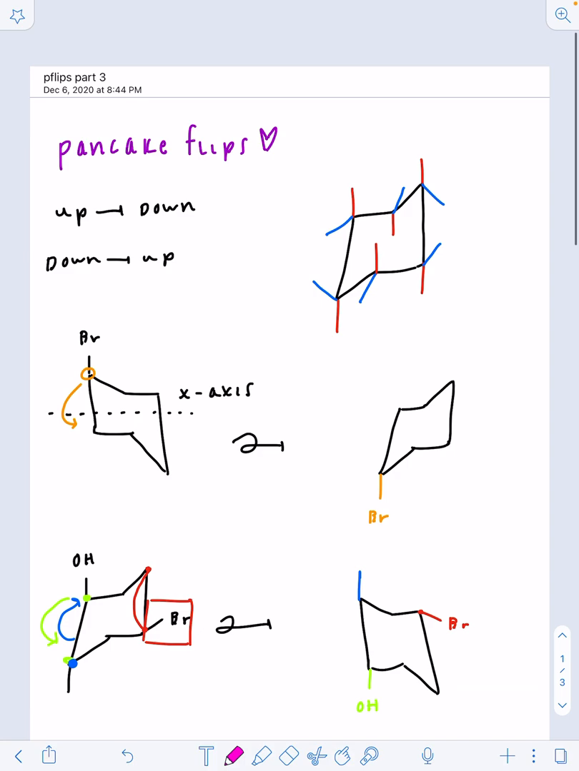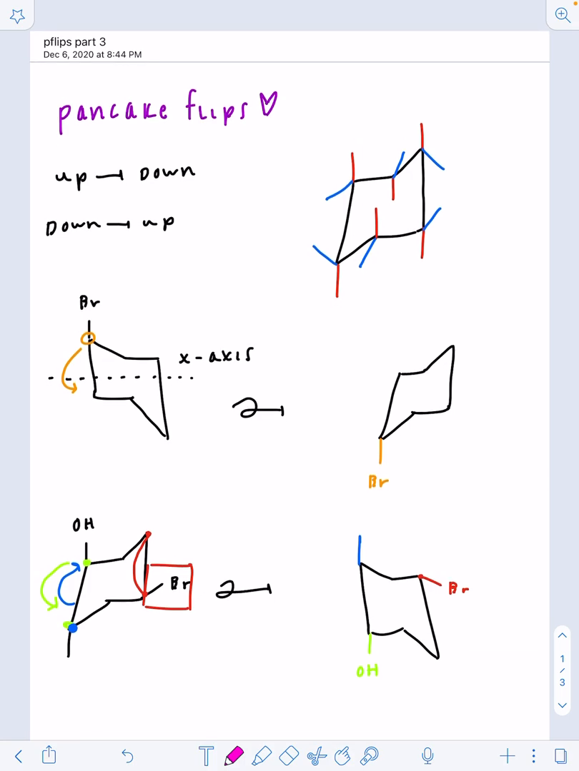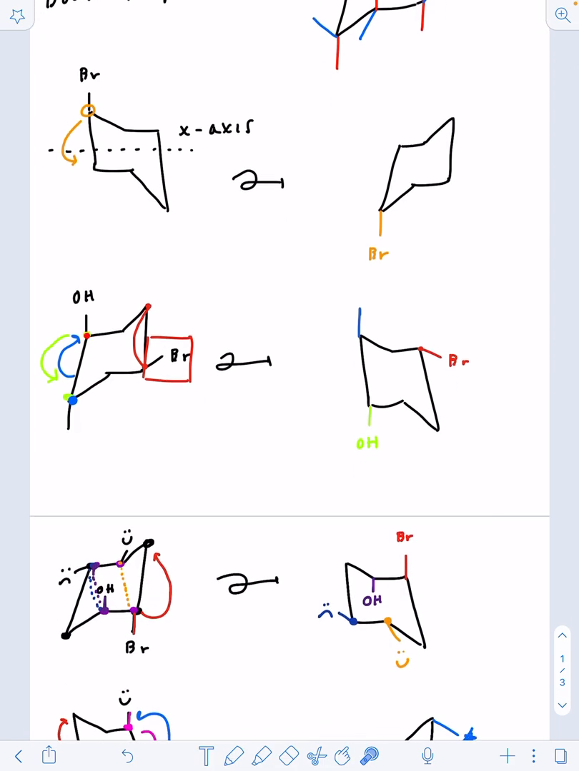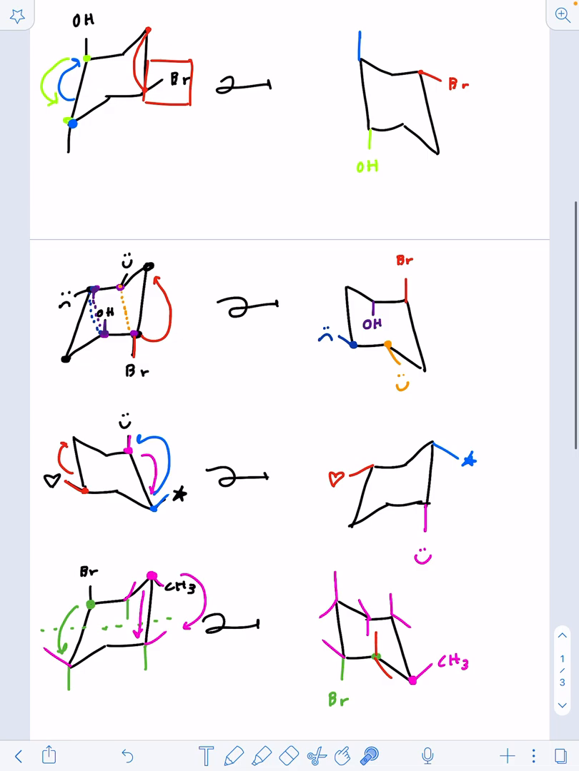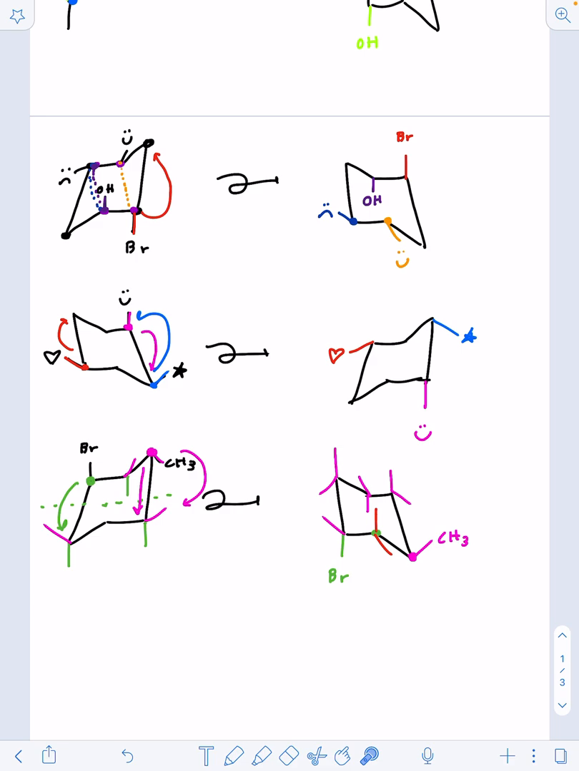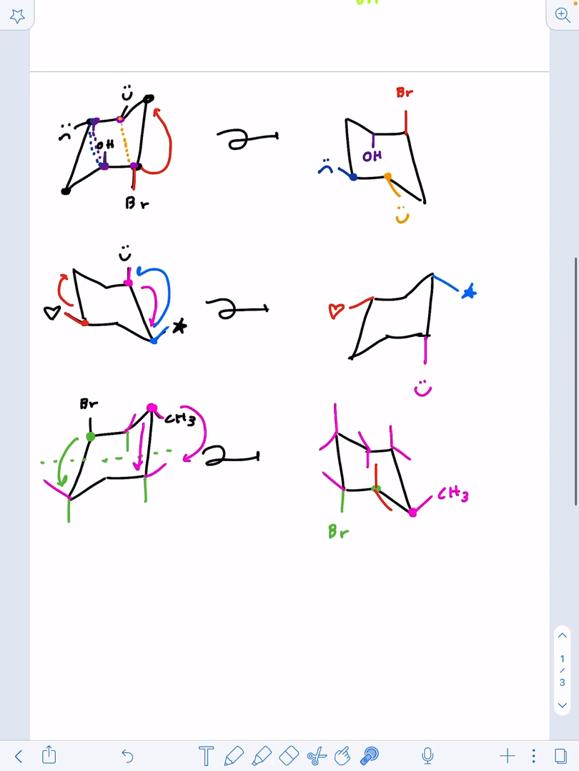So looking through these problems, know that pancake flips go from up to down or down to up. You're flipping across the x-axis to get from one thing to the next. If you know where things can be axial and where things can be equatorial, then your life is a lot easier. You can do one substituent at a time, like how we did with our OH, did our bromine next, did our methyl group next. You don't have to do them all at once. Whatever is easiest for you. You can make it fun and interesting. If you have a really scary substituent, like a big bulky base that's starting to attack or something like that, you can make them fun. Use a smiley face, use a star, use a heart, and I hope that helps.